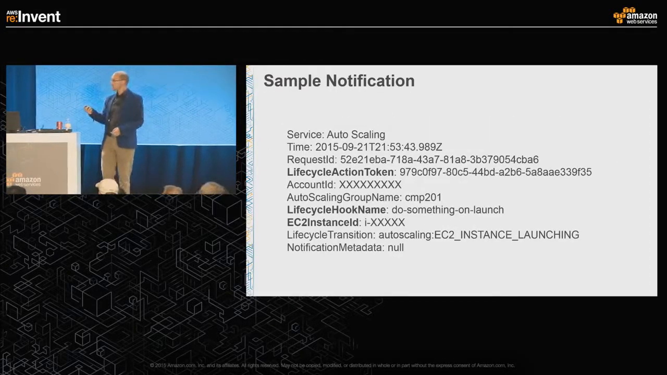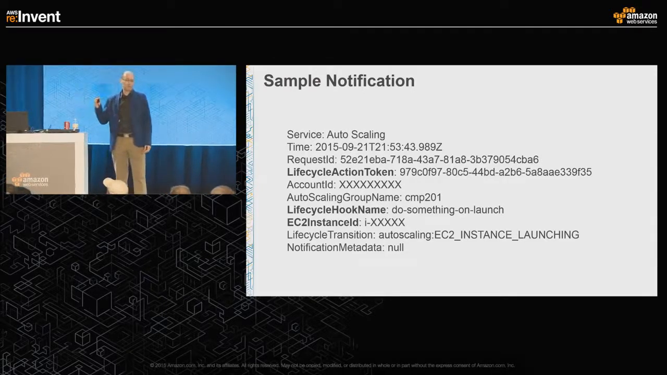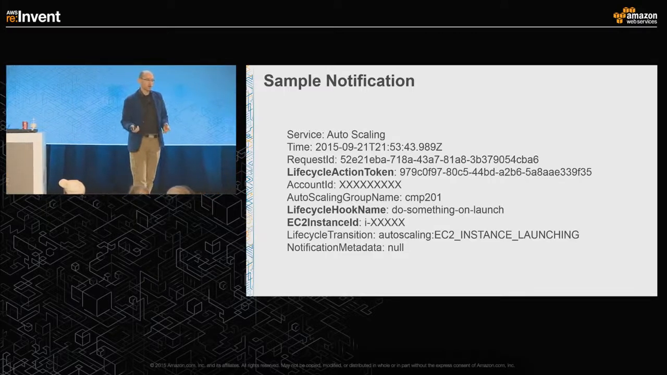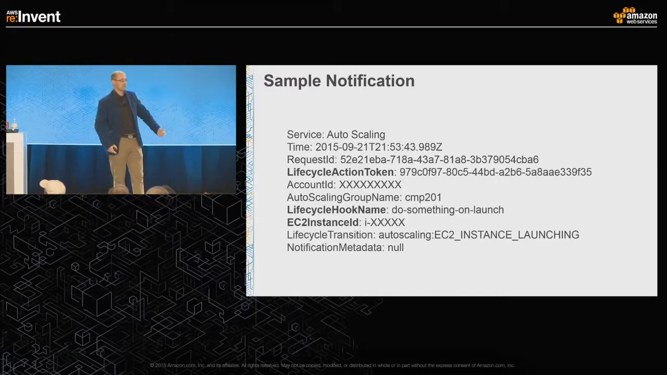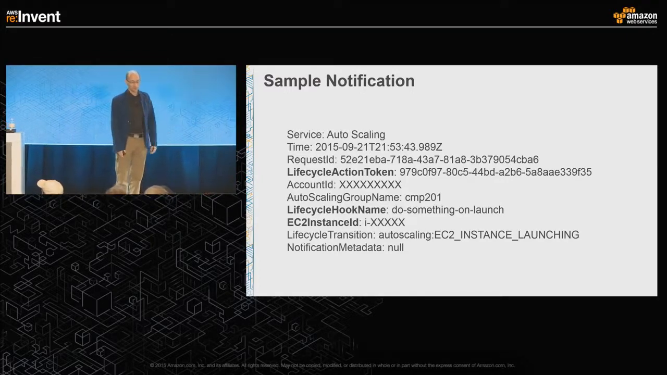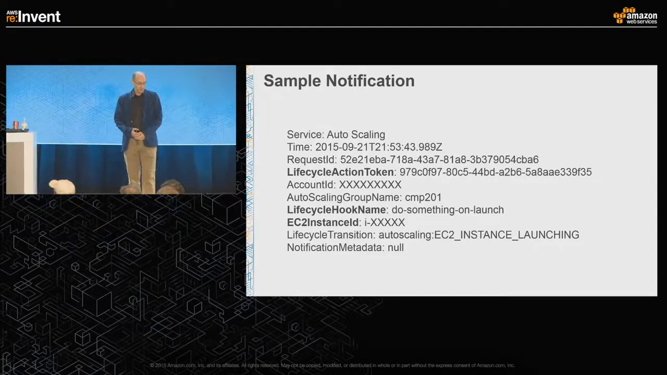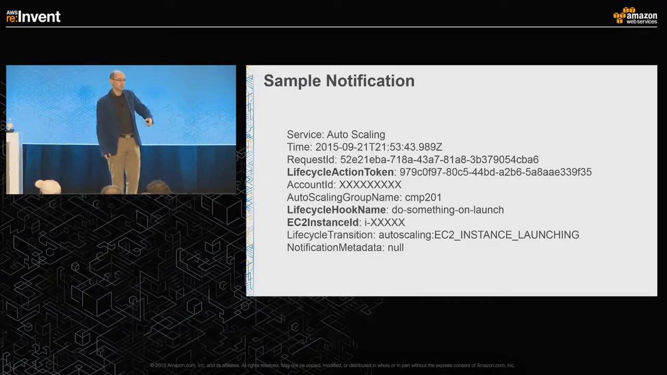This is what the notifications look like that you get. And those should give you some ideas of what you can do in your lifecycle hook. First of all, it tells you which autoscaling group this is about. So it gives you an opportunity to hook the same system into multiple autoscaling groups, which is useful. It tells you the name of the hook, so you can choose the behavior based on that. It will tell you the instance ID, so you can immediately act on that and, for example, assign an EIP or attach the EBS volume.